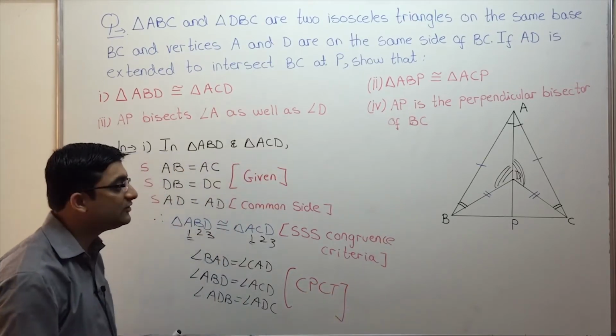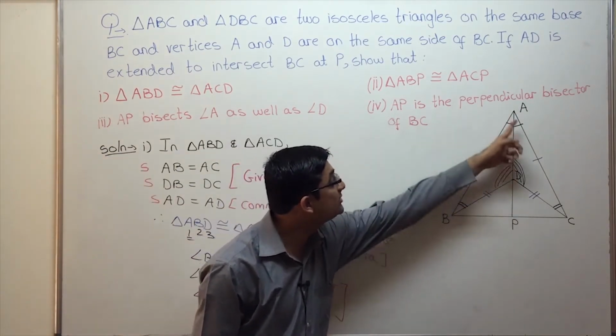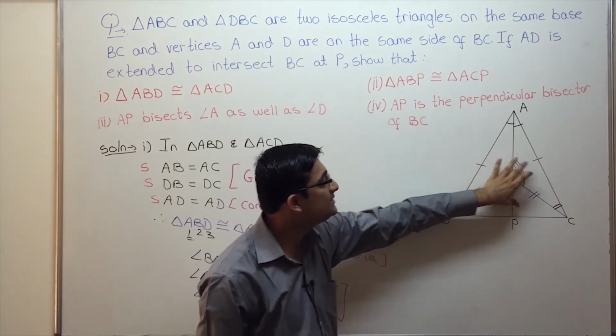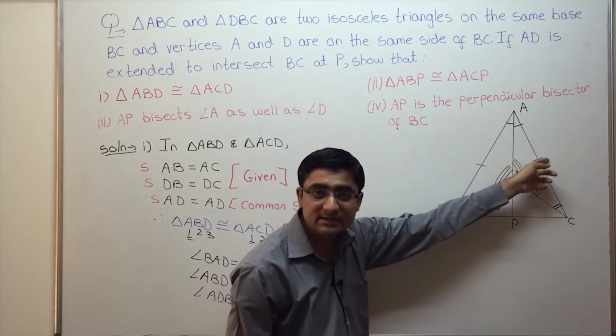Right? So we're done with the first part. Now in the second part, we have to prove triangle ABP is congruent to triangle ACP. That is these two triangles. So how do we do it? Simple. AB is equal to AC, right?